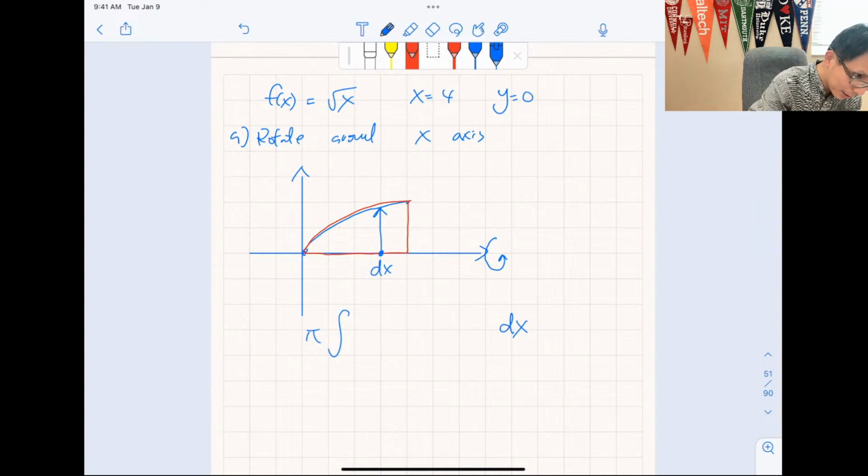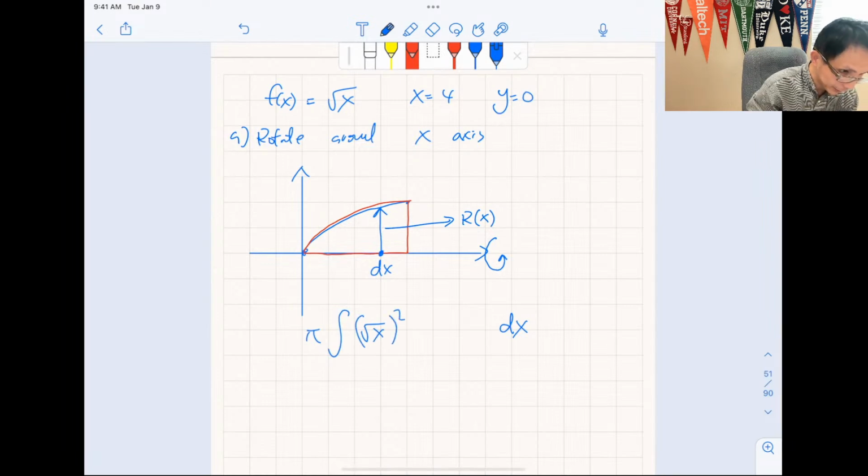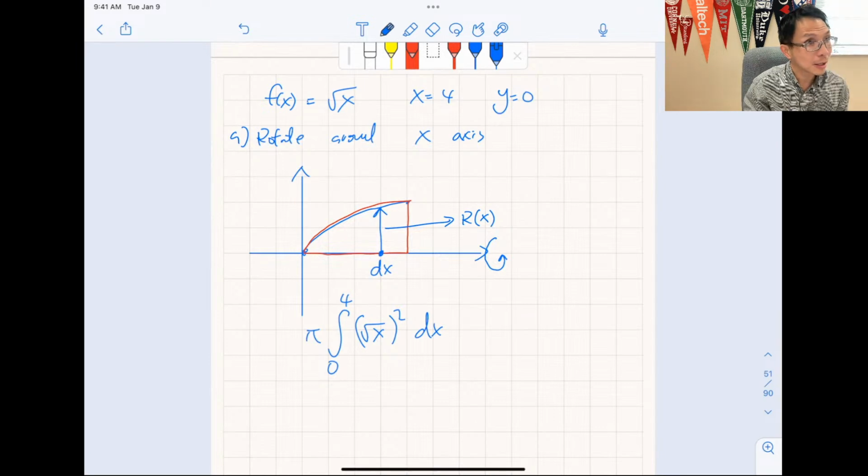So disk means this is your radius. This is the radius of x here. That also is represented with f of x. So it'll be square root of x, that's the radius, and then squared. And then the boundary is going to be 0 to 4 because you have to make sure it's the x bound. Okay, so your answer is going to be like this. You can do the calculation. I'm not going to worry about you doing that calculation, but this is it. Questions?